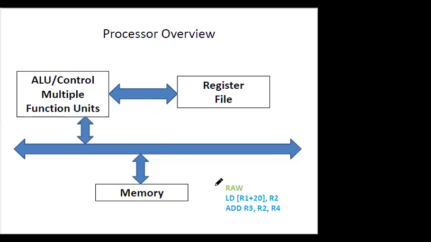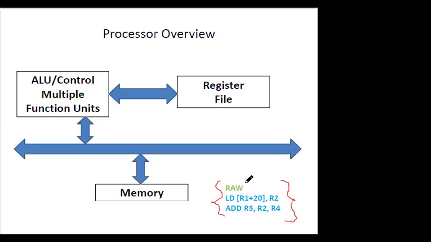So let us take an example. As we have discussed, there are three types of data hazards. One was RAW, read after write. Then we had write after read, and then write after write. There were three hazards, but we are just talking about the read after write hazard right now.